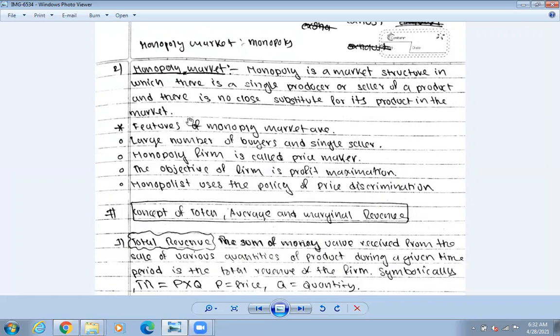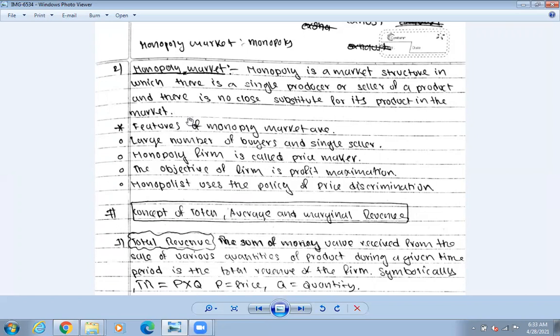Mono means one. Monopoly is the market where there is only one seller. Only one producer, only one seller. Only one supplies. Otherwise, if the thing you produce is available from only one source, that is called a monopoly market.